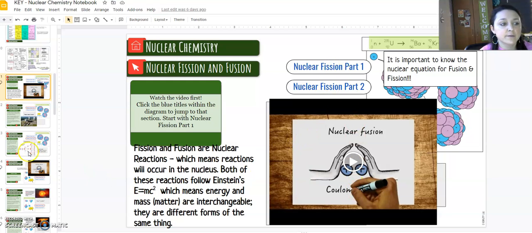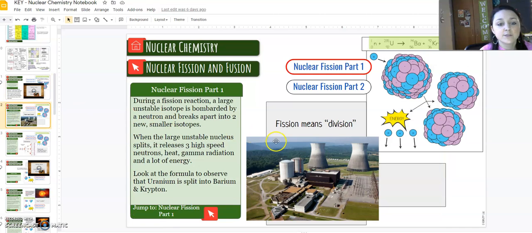So the first thing we're going to talk about is fission. Okay, so fission is what happens in nuclear power plants. Okay, we have one in Baxley. That's where we get our power from. So if you have Georgia Power, you get it from a nuclear power plant.